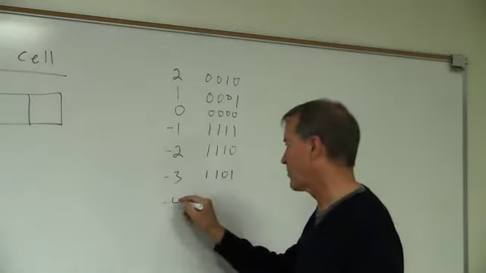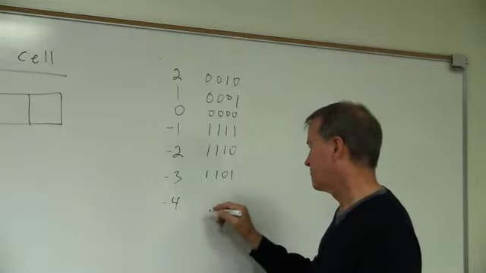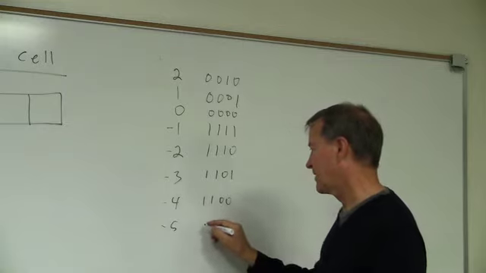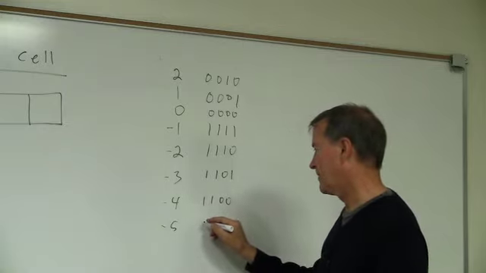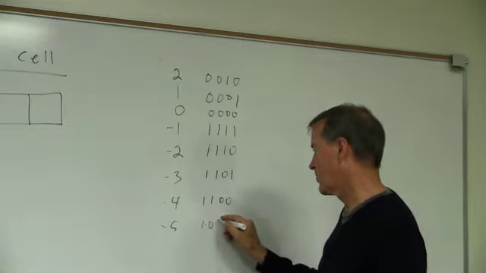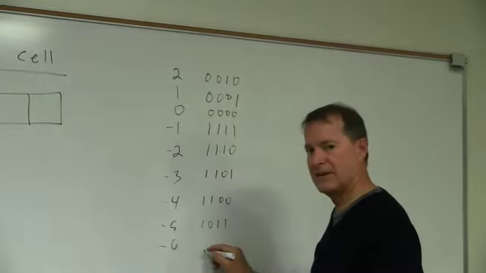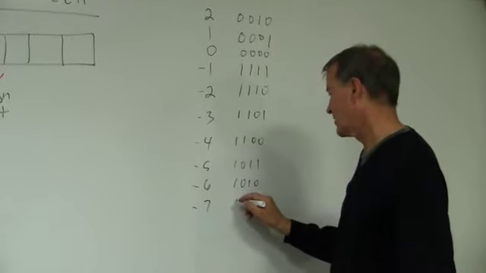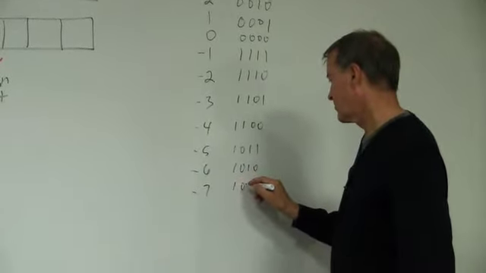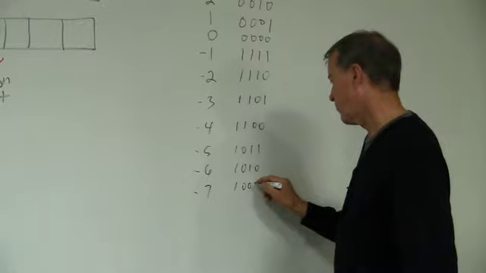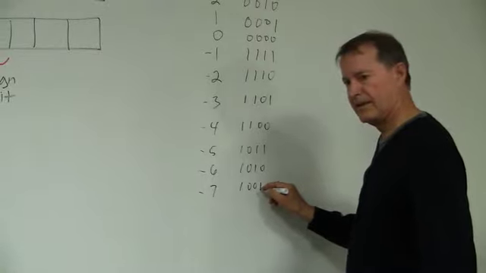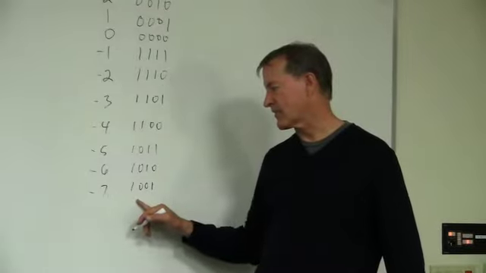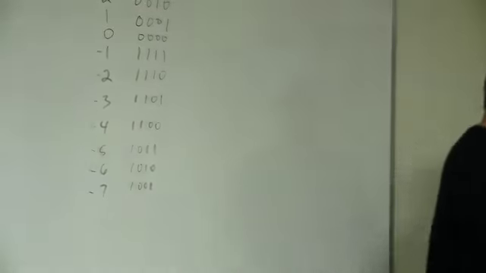And then -4 would be what? 1100. And -5 would be what? 1011. -6 would be what? 1010. -7 would be what? 1001. Is that right? Now let's verify this -7.